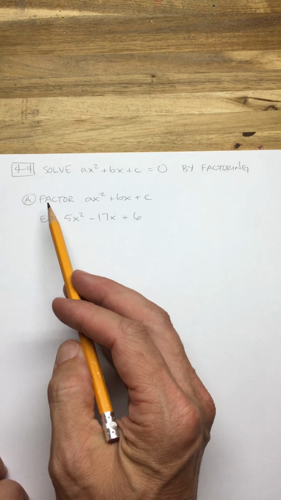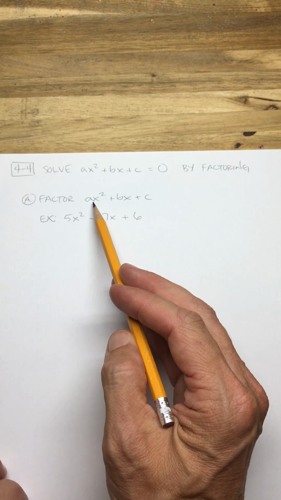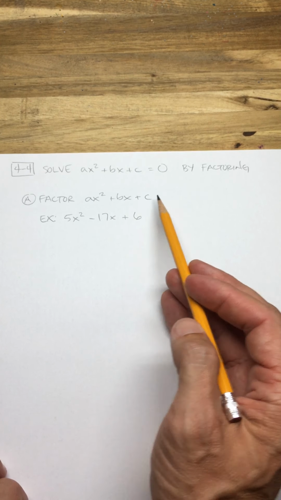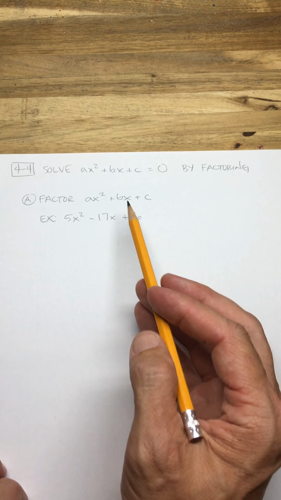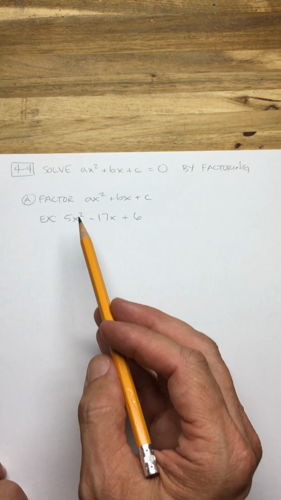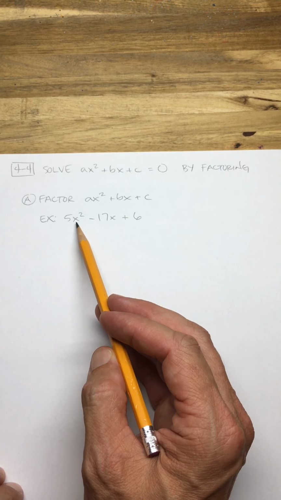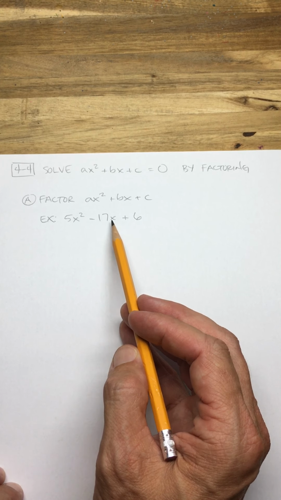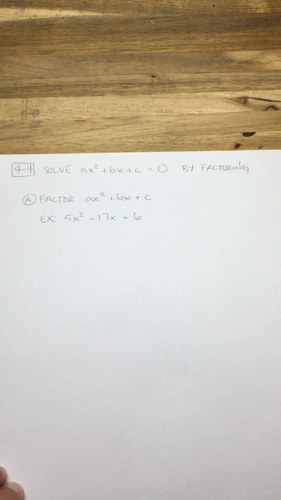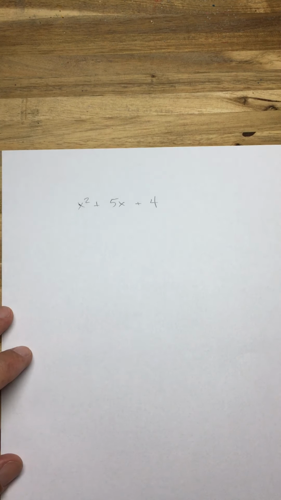Let me show you what we're going to do first. We're going to factor that form, ax squared plus bx plus c. And that's the first step in solving the equations, is factoring this. Here's my example, 5x squared minus 17x plus 6. Okay, now before I do this, let me just show you that you already know how to do this stuff. I'll show you with a really quick example.